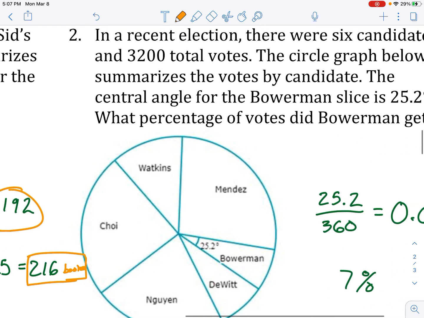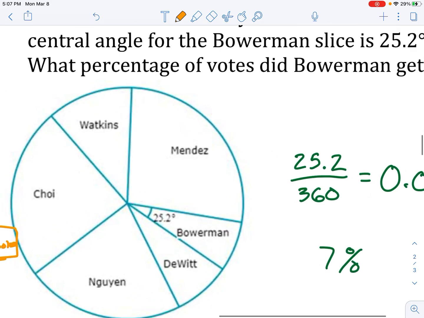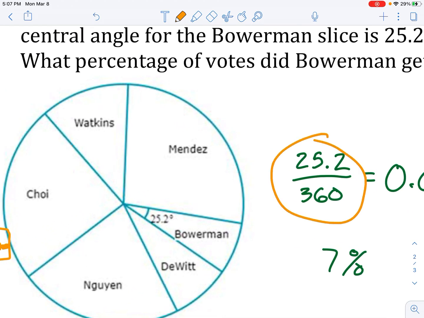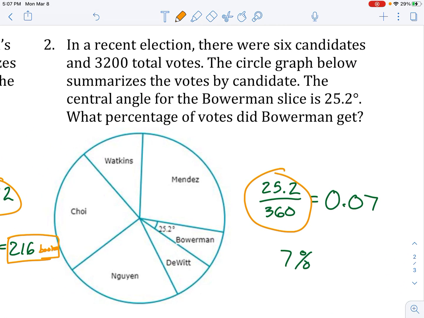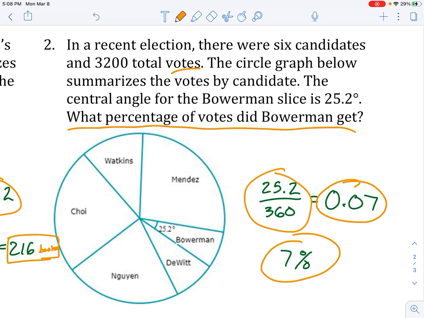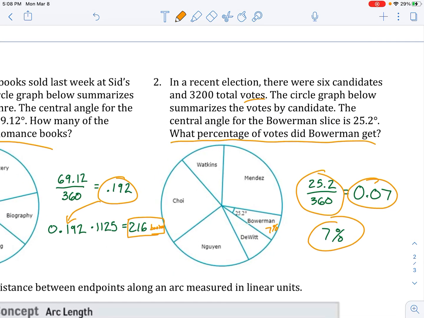Okay, moving on to the next one. Same situation here. We have 25.2. You guys can read through that question on your own, but we have 25.2. I put that out of 360. I got a decimal, 0.07. And this one didn't ask for how many books or how many votes; it was asking for what percentage of the votes he got. Well, he got 7% of the votes. If 25.2 over 360 equals 0.07, that means this is 7% of that circle. That's 7% of that pie chart.